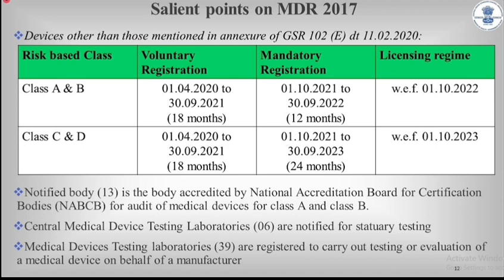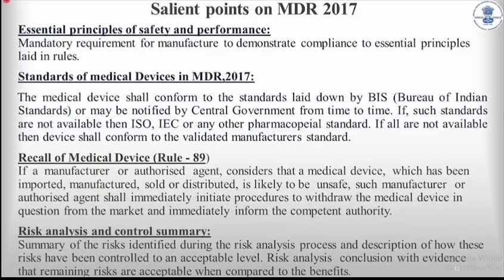At present, we have around 30 notified bodies, and these notified bodies are accredited by the National Accreditation Board for Certification Bodies to audit Class A sterile and measuring function devices and Class B medical devices. We also have around 6 central medical device testing laboratories for doing statutory testing and legal testing of court samples to present in the various courts across the country. There are 39 testing laboratories registered to carry out testing and evaluation of medical devices on behalf of the manufacturer. So this gives an overall view.